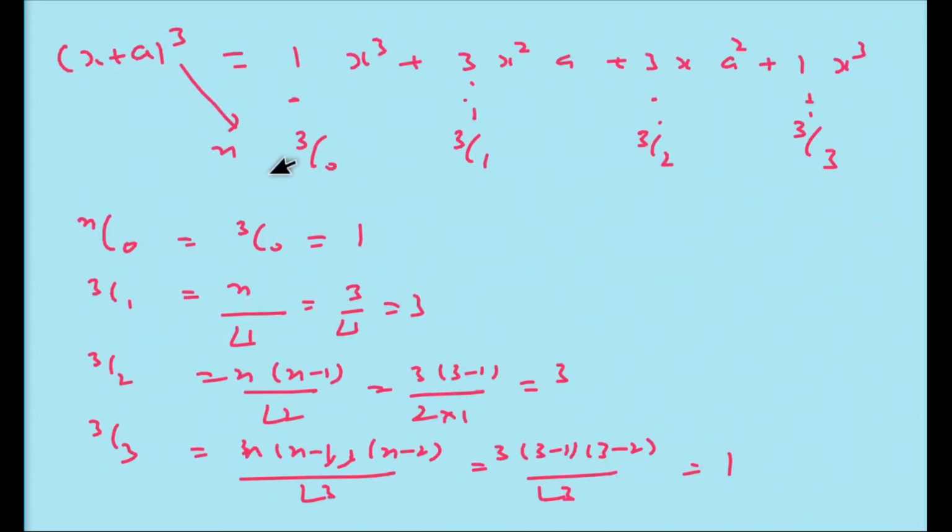So the binomial has described about nC1, nC2, nCn. How are we going to understand this, right?